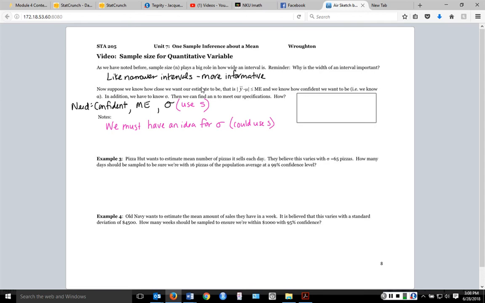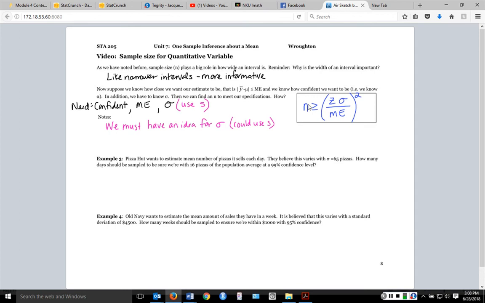The other note we're going to talk about will be after we actually look at the formula. So our sample size needs to be at least as big as z, where z is based upon how confident we want to be, like that 95% versus 99%, times that standard deviation over the margin of error, all squared.